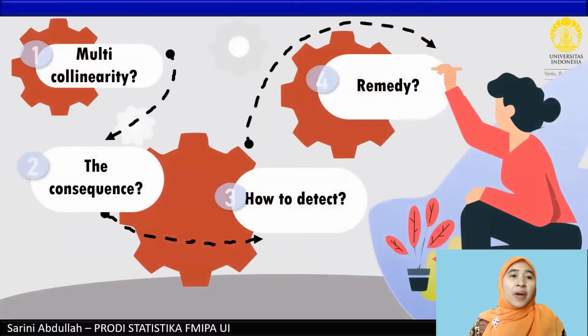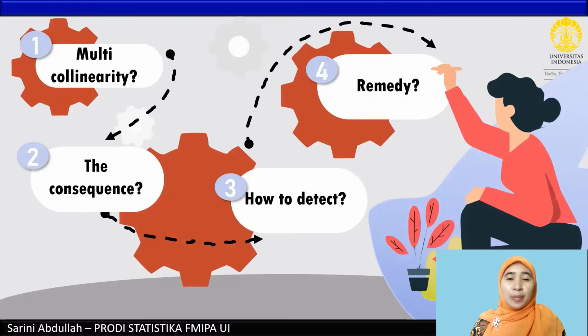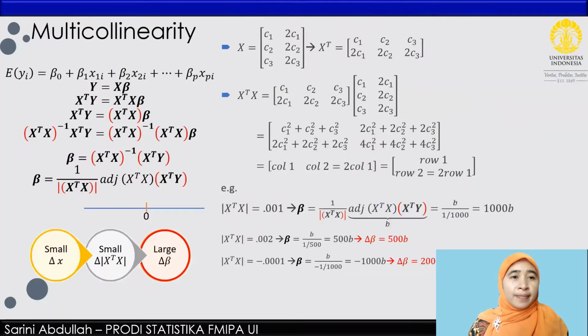In this video, we will still be learning about multicollinearity, that is, what is meant by multicollinearity, the consequences of having multicollinearity in our regression model, how to detect multicollinearity, and what should be done in the case that we have multicollinearity in our model.